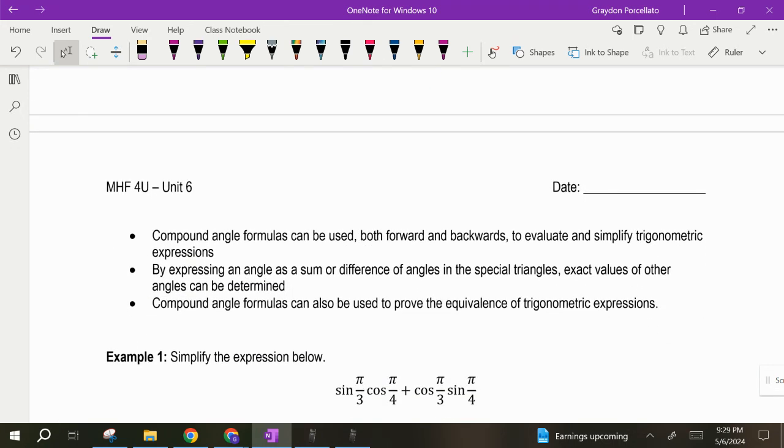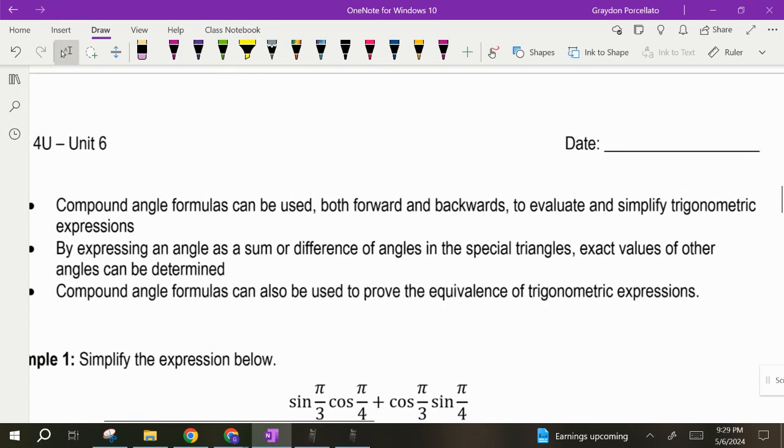So it says here, and I'll just read through this for you, and if anybody wants to copy this down, it says that compound angle formulas can be used both forward and backwards to evaluate and simplify trigonometric expressions. By expressing an angle as a sum or a difference of angles in special triangles, so we're relating back to special triangles, exact values of other angles can be determined. Compound angle formulas can also be used to prove the equivalence of trigonometric expressions. Okay, so here we go.